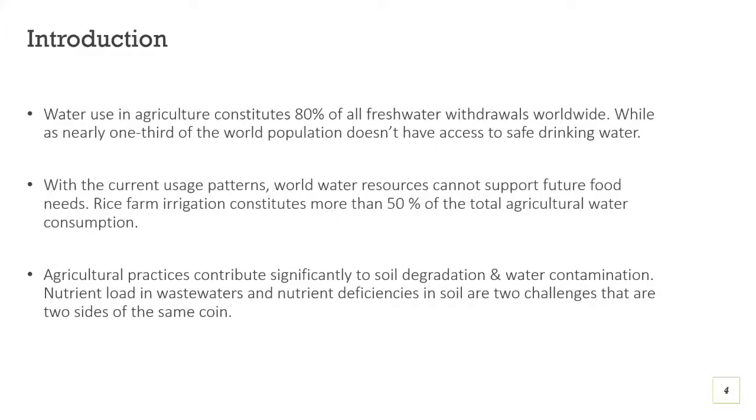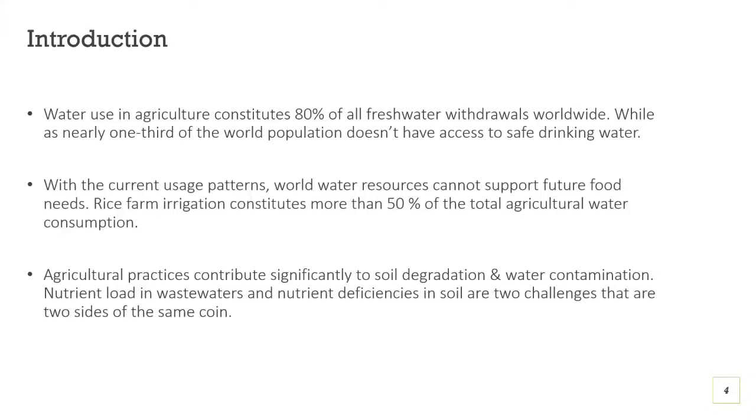And why we're talking about this is because almost one fifth of the world population do not have access to enough drinking water or enough water in their lives for their daily use. So if we can optimize the water use in agriculture, which is 80% of the total consumption worldwide, we could have more water left for other uses, for water scarce areas or water scarce sections of the population. And another reason is, even if there were no need for water in other areas, like safe drinking water, still the current usage patterns would not be enough to produce food in the next maybe 30 years or so.